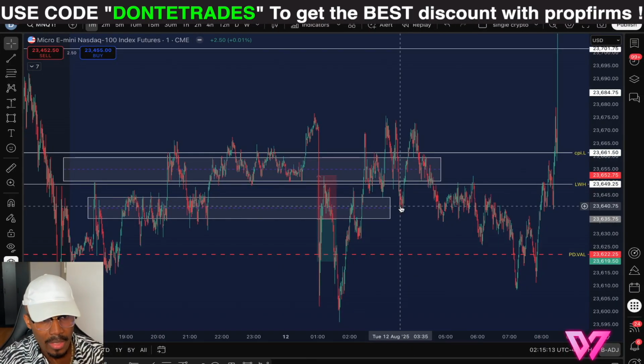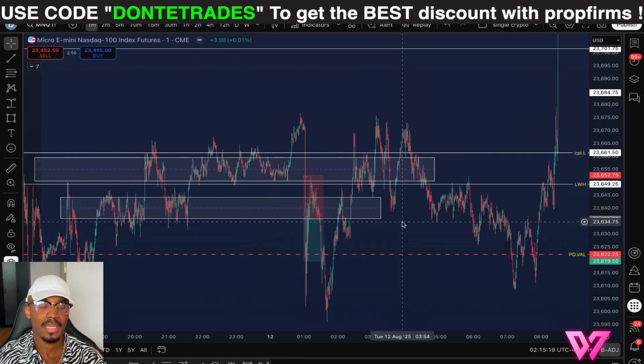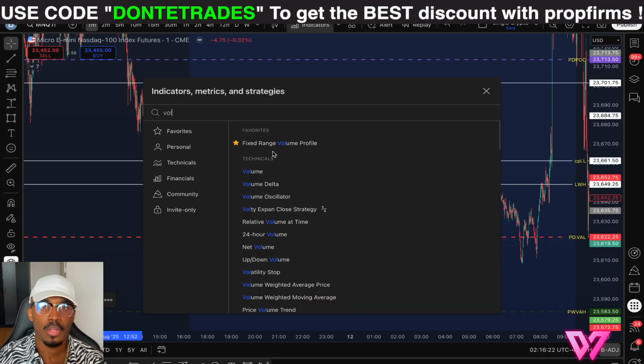So anyway, now let's actually jump into the exact setup that I take to pass these kinds of accounts. So you're going to go on TradingView and you're going to look for the fixed range and volume profile.